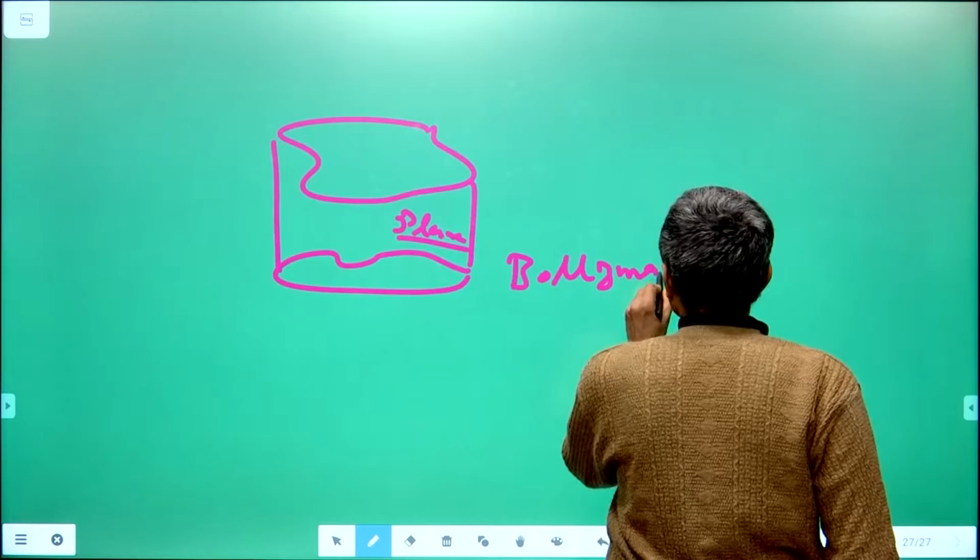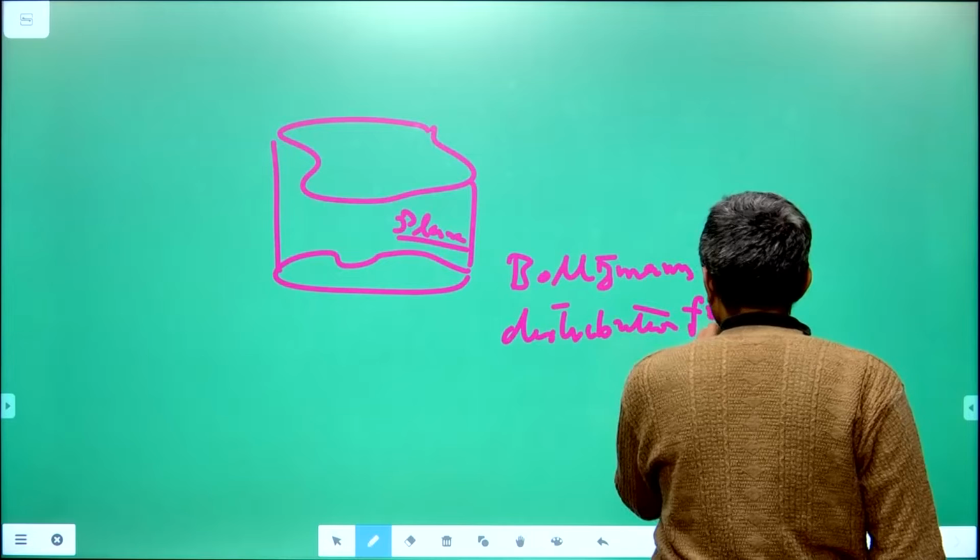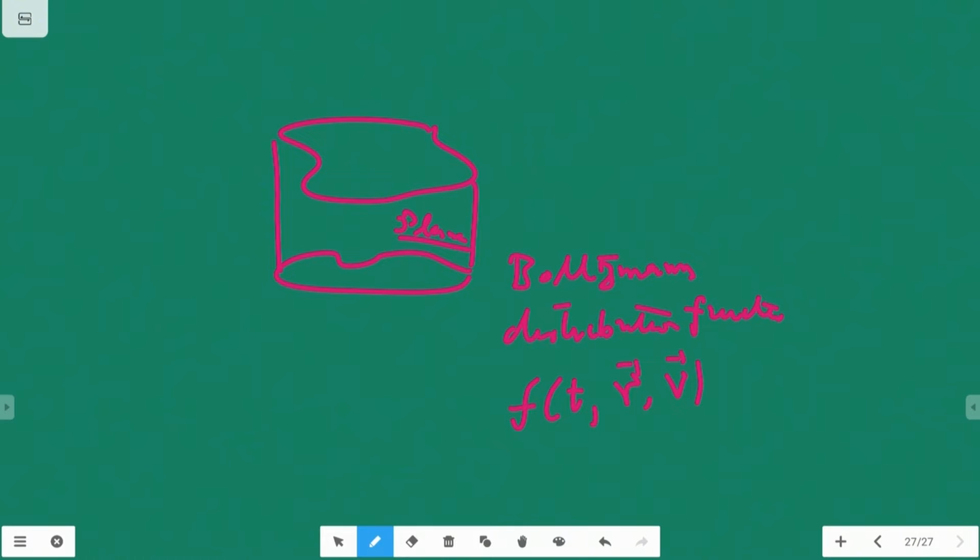Boltzmann distribution function, and that function f is a function of t, r and v. r is the position of the particle, v is the velocity of the particle, and f is the number of particles at time t per unit volume in phase space.